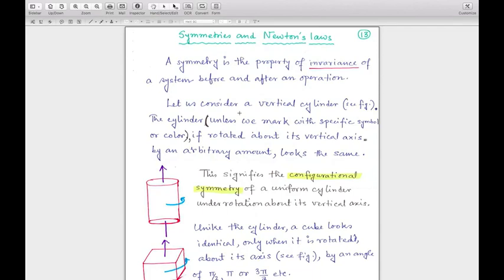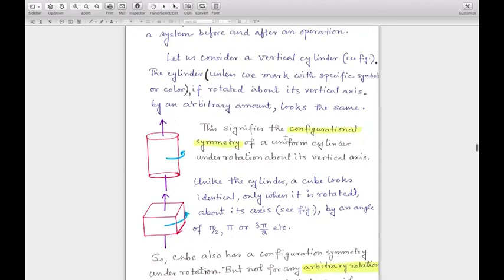Let's consider, for example, a vertical cylinder, as you can see in this figure. Unless we make some artificial spot or some coloring, we can never understand whether it is rotated about its vertical axis by an arbitrary amount or not, because it always looks the same, right? This signifies the configurational symmetry of this uniform cylinder. Of course, if the cylinder is not uniform, if it is deformed, has several damages, or has colors or identifications, then we can distinguish. Other than that, we cannot.